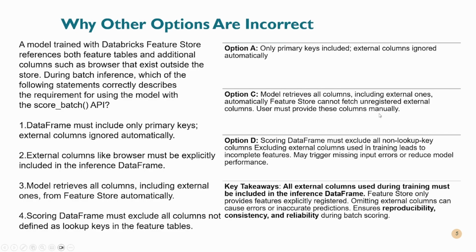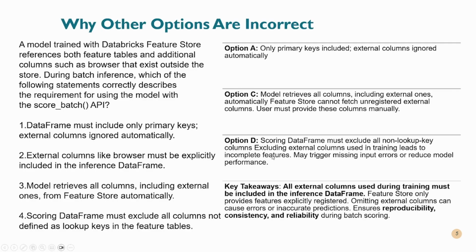Option C suggests the model will pull all columns, including external ones, automatically from the feature store. The store only knows about the features registered in it. Anything outside, like browser, you need to provide manually. Option D says you should exclude any columns that aren't lookup keys. Again, not correct. If those external columns were used during training, excluding them breaks your feature set and risks errors or degraded model performance.